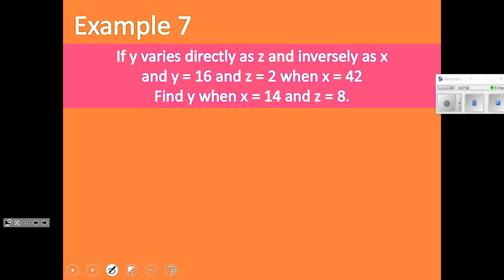So let's look at example 7. Now this one it's flip-flops, so I want you to understand this. The definition I gave you just a second ago, I had it varying directly to the x. What is it telling us it's directly to now? It's directly to z and inversely to x. So I'll give you a second to copy this down, and then we'll talk about it.